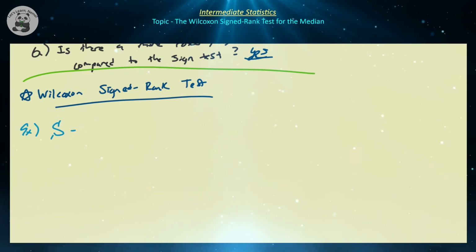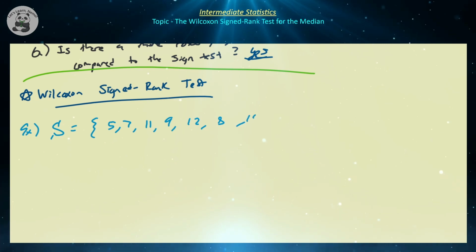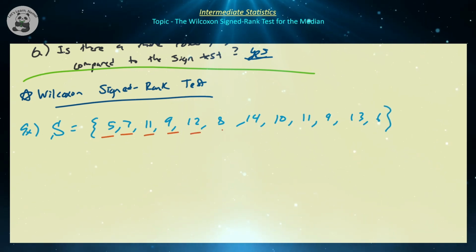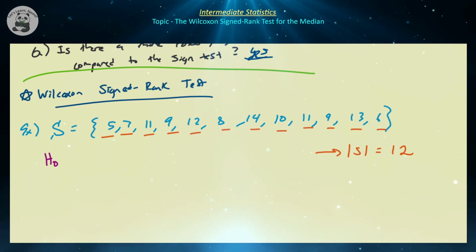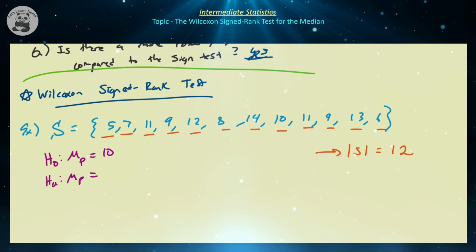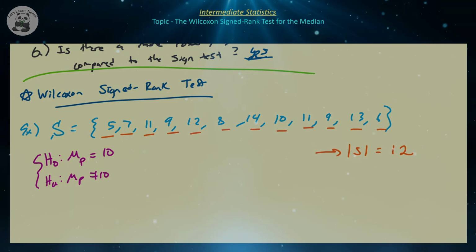Let's assume our sample set S is equal to 5, 7, 11, 9, 12, 8, 14, 10, 11, 9, 13, and 6. So we have 1, 2, 3, 4, 5, 6, 7, 8, 9, 10, 11, and 12, so the size of that is equal to 12. Let's assume we want to test the claim that the median of the population is equal to 10, with the two-tailed alternative that the median of the population is not equal to 10. Let's walk through this Wilcoxon Signed-Rank Test step by step.